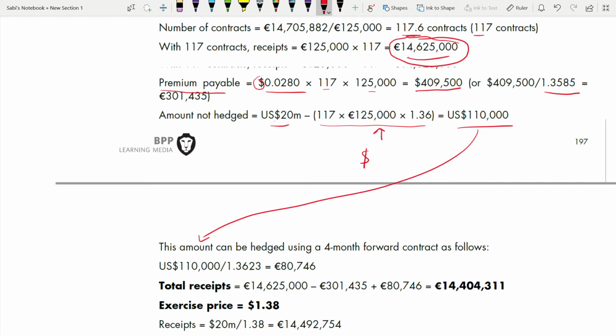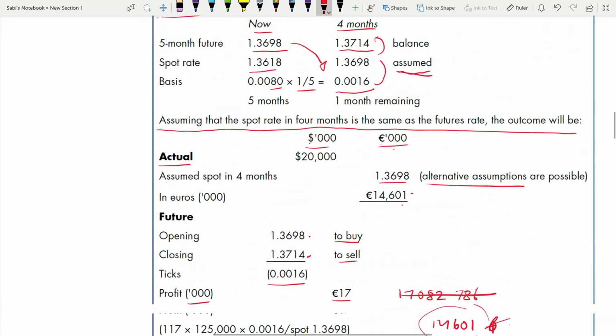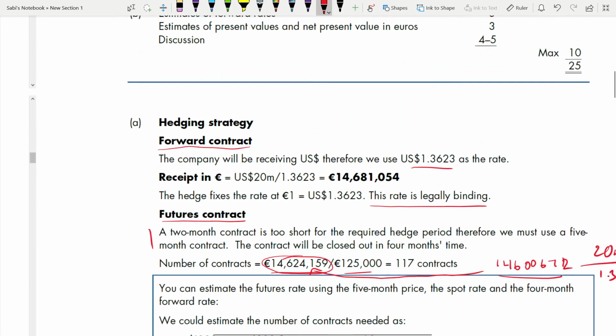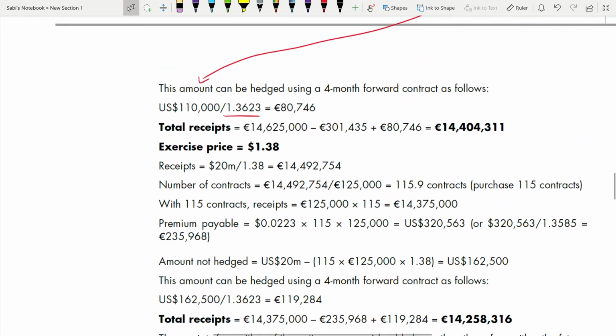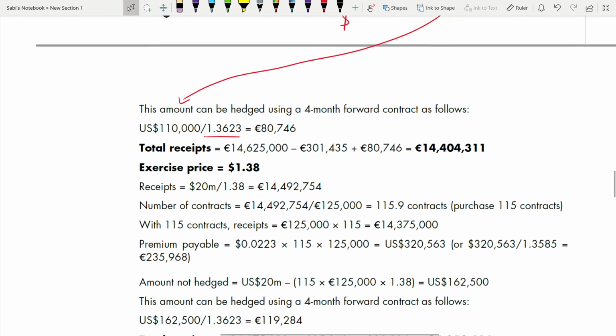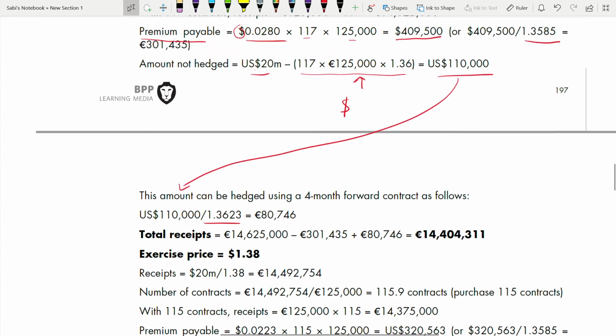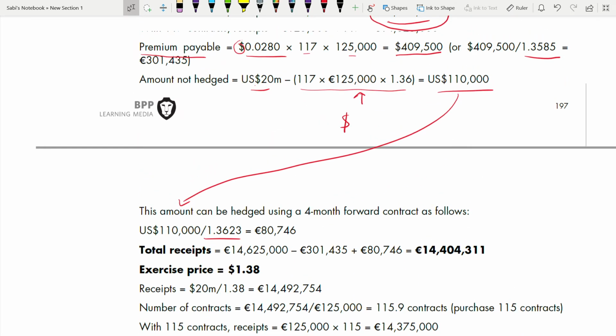What was the 4-month forward rate? 1.3623 only. We'll go to the forward and see whether that was the rate we used or not. Yes, exactly 1.3623. You see, always go up and check if you're having a doubt. Don't be in doubt. You have to be 100% confident and move ahead.